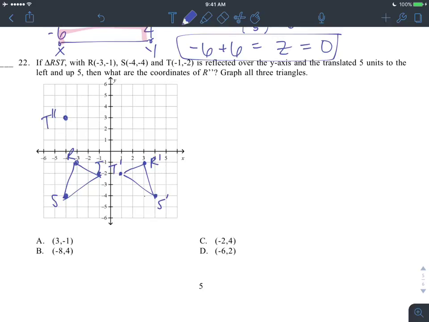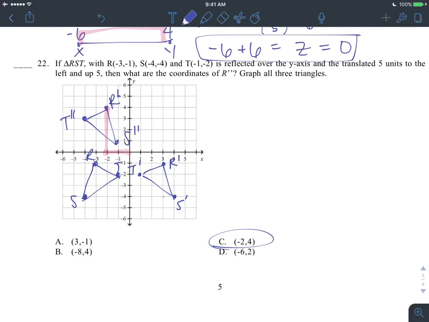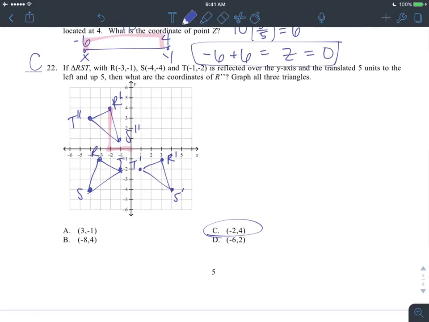We're going to have T double prime and R double prime and S double prime. So what are the coordinates of R double prime? So it looks like we are at (-2, 4). So we have C, (-2, 4).